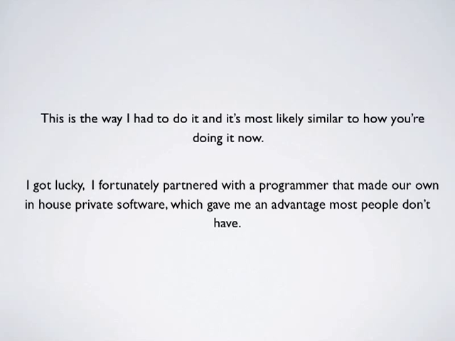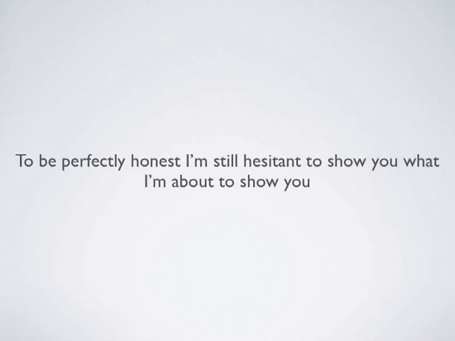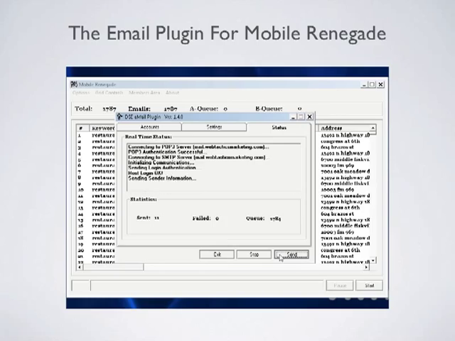This is the way I had to do it, and it's most likely similar to how you're doing it now. But I got lucky. I was fortunate enough to partner with a programmer that made her own in-house software, which gave me an advantage that most people don't have. Over the years, we have released a number of software programs to make your life as a marketer easier. But we have always been extremely hesitant to release any emailer because of the potential for abuse. To be perfectly honest, I'm still hesitant to show you what I'm about to show you. Let me introduce to you the email plugin for Mobile Renegade.